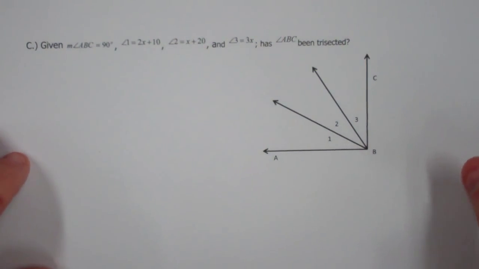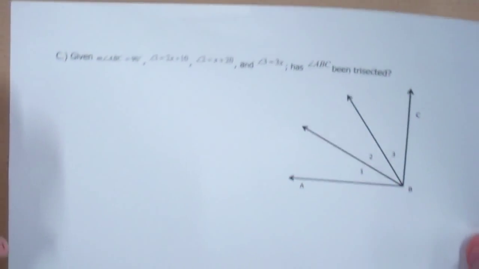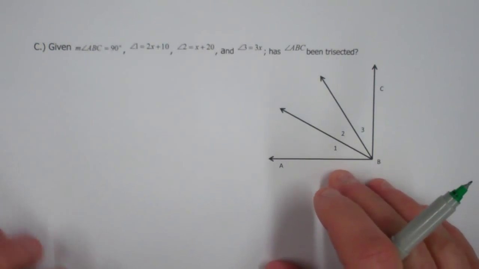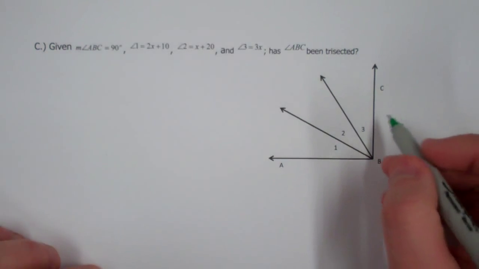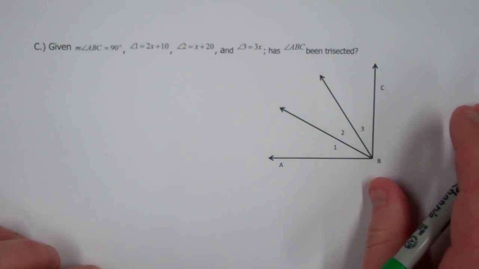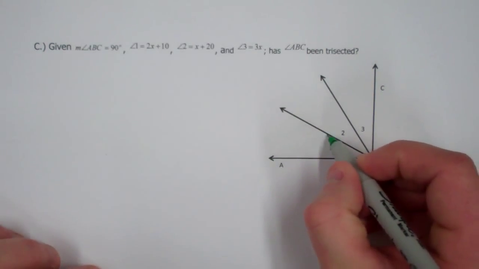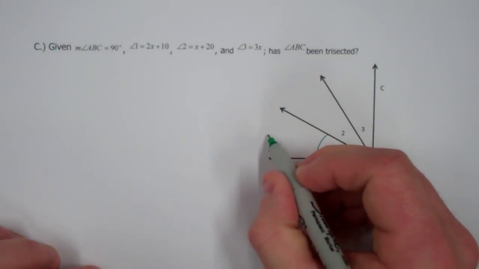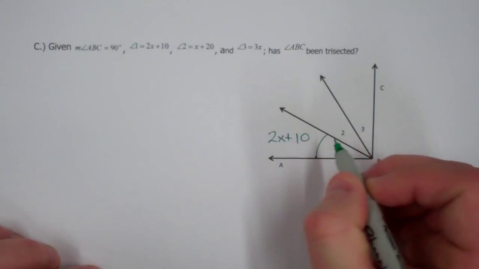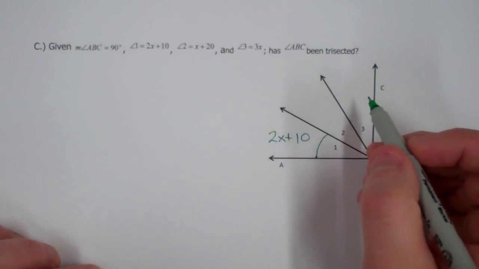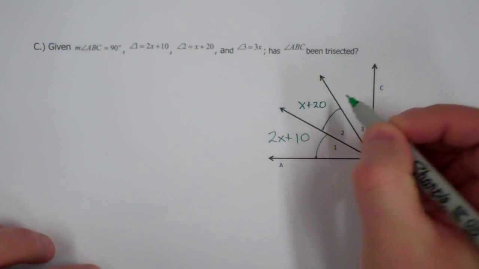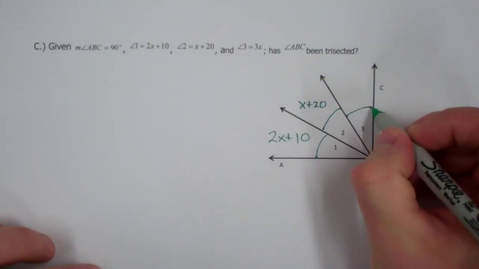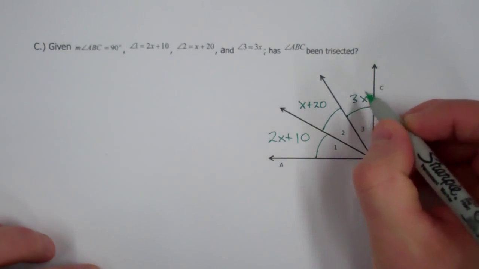We have part C here. So we're given in this one, and these are kind of a little small to read here. Hopefully you have the notes there at home. Given the measure of angle ABC is 90, so ABC is a right angle. Measure of angle 1 is 2x plus 10. I'll try to write that a little bigger so you can see it. The measure of angle 2 is x plus 20. And the measure of angle 3 is 3x.